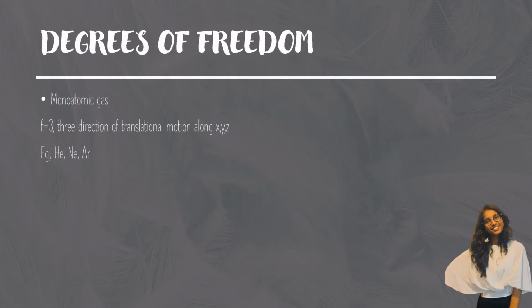So, degrees of freedom for monoatomic gas: F equals 3 because there are 3 directions of translational motion along the X, Y and Z axes only. So there's no rotational motion. Examples of monoatomic gas are helium, neon, argon and so on.